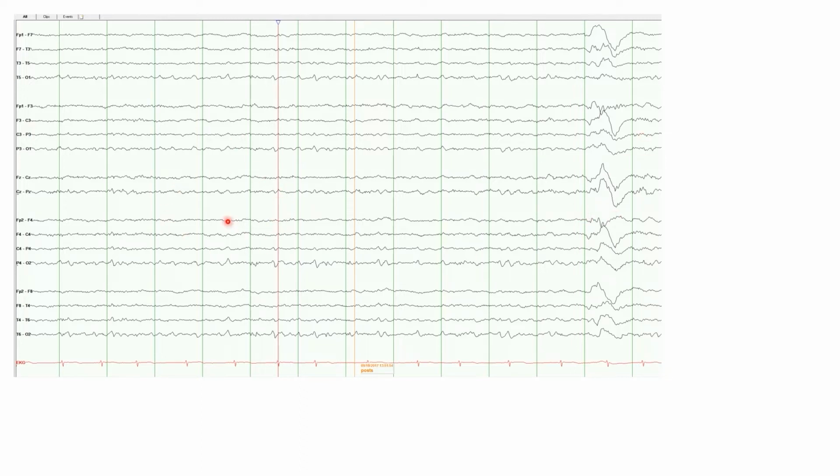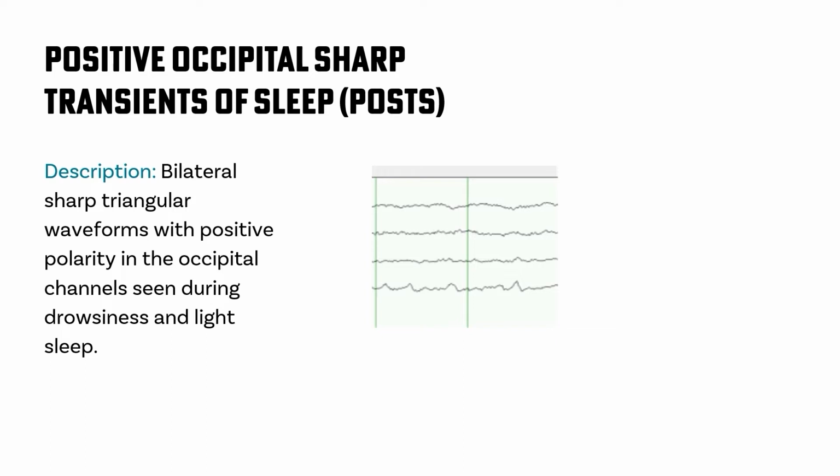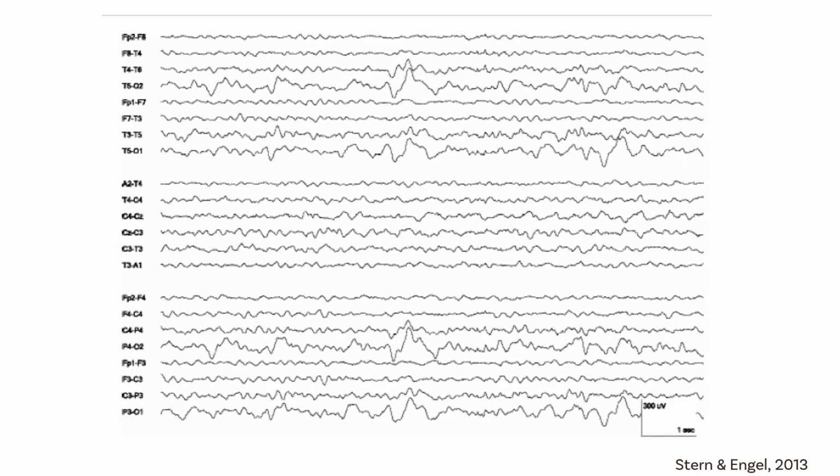And overall, the EEG is low voltage. There's no muscle or eye movement of any kind. So the patient is asleep here, and these are POSTs. POSTs are positive occipital sharp transients of sleep. These are bilateral sharp triangular waveforms with a positive polarity in the occipital channels. They look very similar to lambda, but these are going to be seen starting in stage 1 and will continue into stage 2 sleep. Here's our next one.